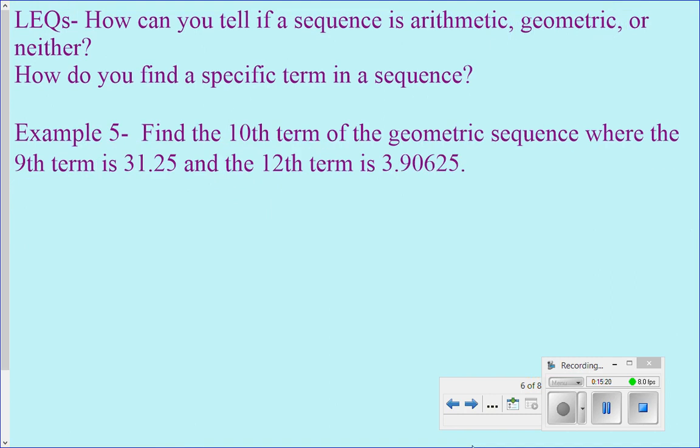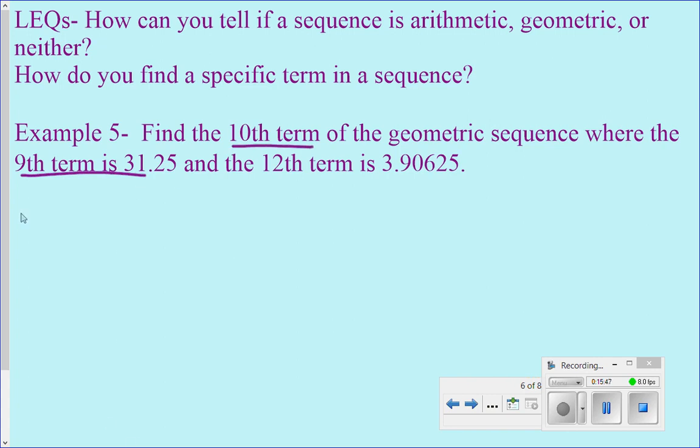Okay, this example is not in your packet, so you'll have to write this in your notes. So we want to find the 10th term of a geometric sequence where the 9th term is 31.25 and the 12th term is 3.90625. Now, students suggested a couple different things in class. Someone suggested we use the recursive formula, and I think the reason they thought that was because we know the 9th and we want the 10th. So that's good thinking, except that we don't know the r.